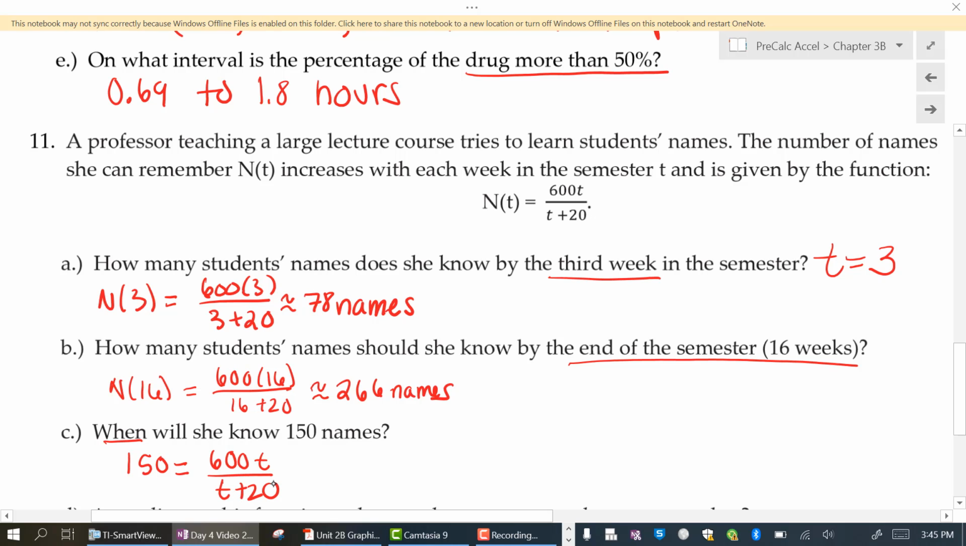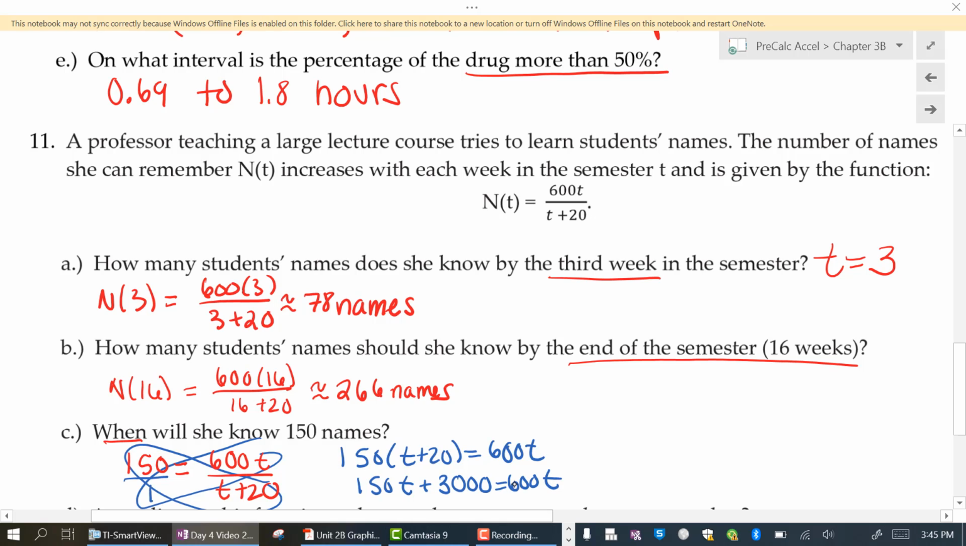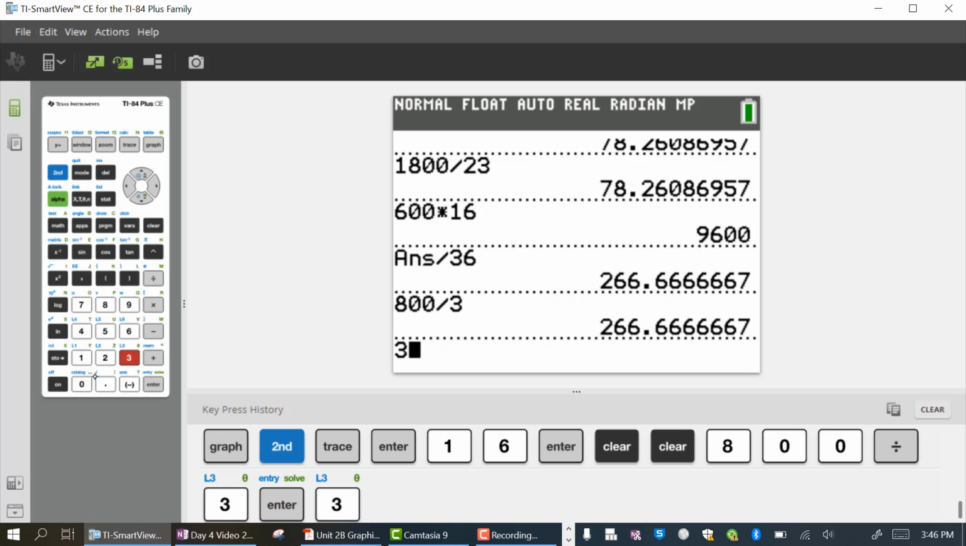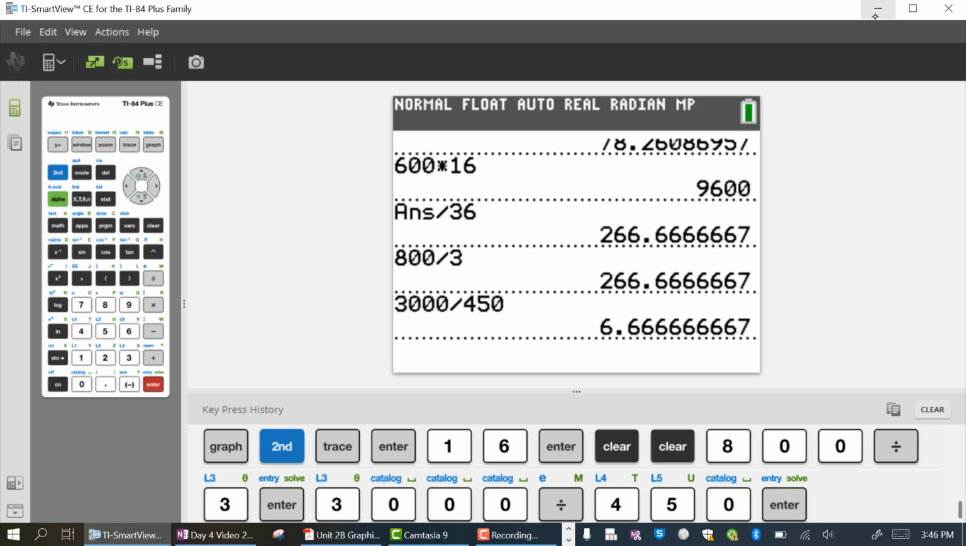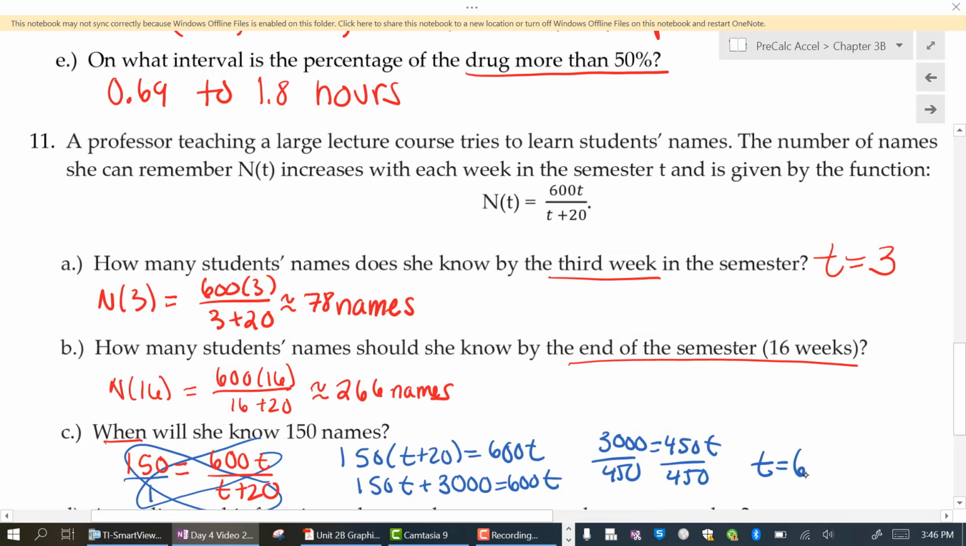And I could solve this a couple ways. I would actually make this a proportion and cross multiply. So I'd have 150 times t plus 20 equals 600t. 150t plus 3,000, minus the 150t over. I end up with 450t. So I'm going to do 3,000 divided by 450. About 6.67 weeks.